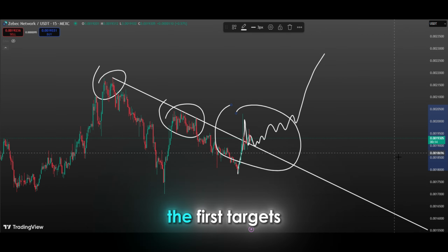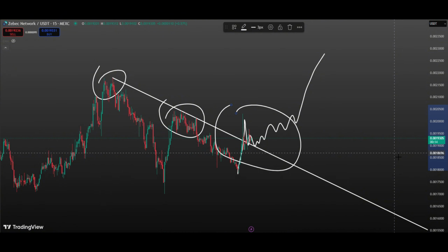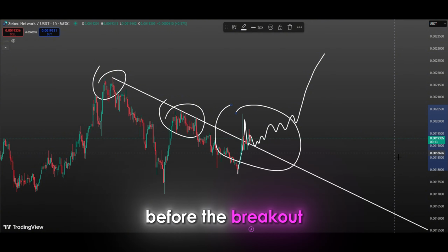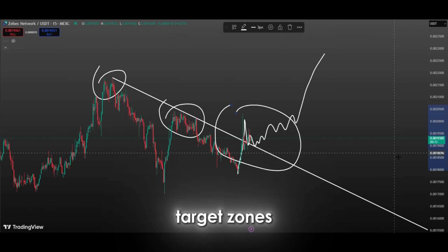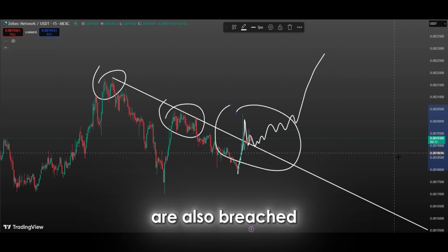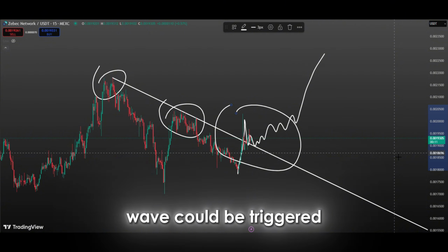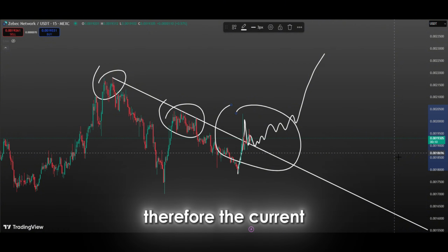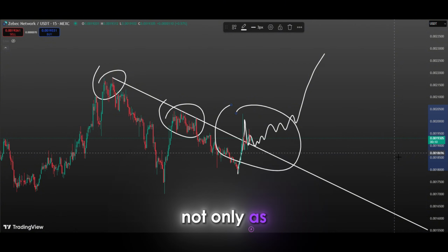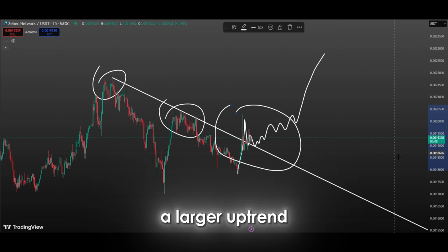In this case, the first targets would be the previous highs. The levels where the price was rejected before the breakout are now potential target zones. If these areas are also breached, a stronger bullish wave could be triggered. Therefore, the current retest should be considered not only as a short-term correction, but also as a structure that can form the basis for a larger uptrend.